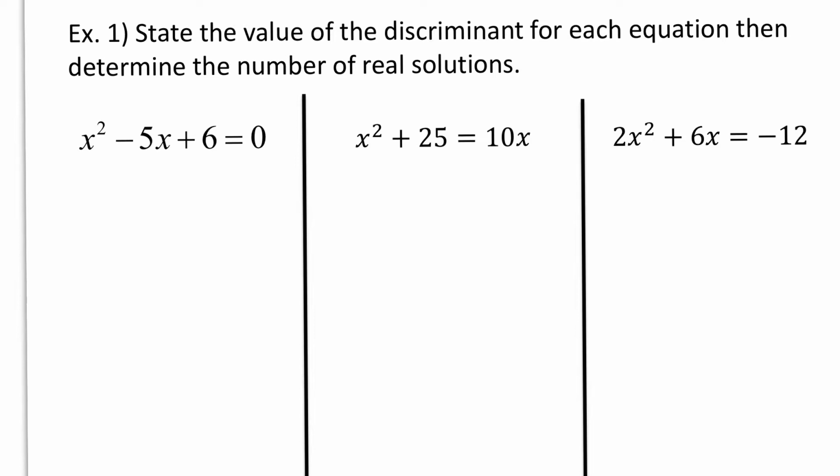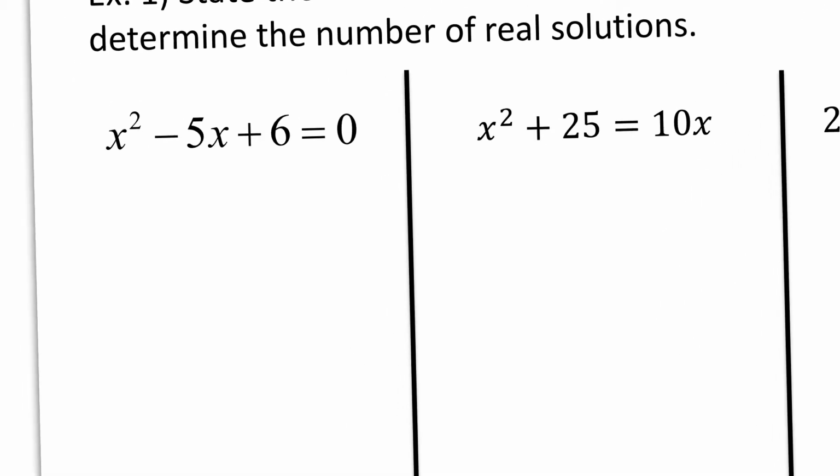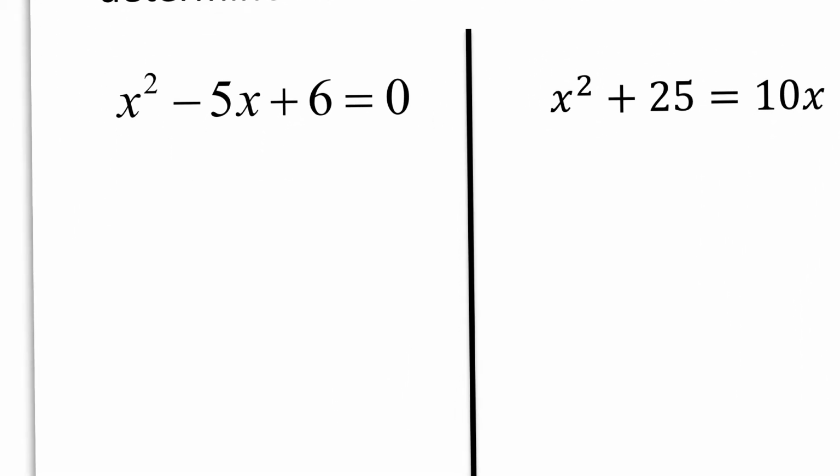So let's talk about how we can know how many times the graph is going to cross the x-axis with these equations. I have different equations, and we want to know how many real solutions we are going to have. So we want to state the value of the discriminant for each equation and determine the number of real solutions. The first equation is x squared minus 5x plus 6 equal to 0. That's one of the things you must have when you want to use the discriminant, or in my next video, the quadratic formula, and it's the same thing. You want to have the equation equal to 0.